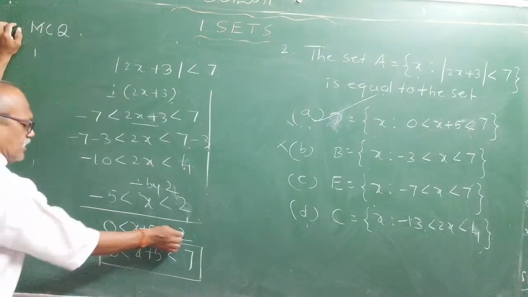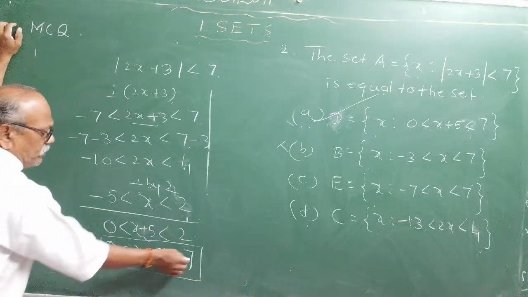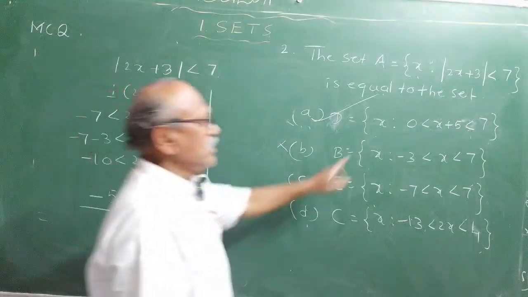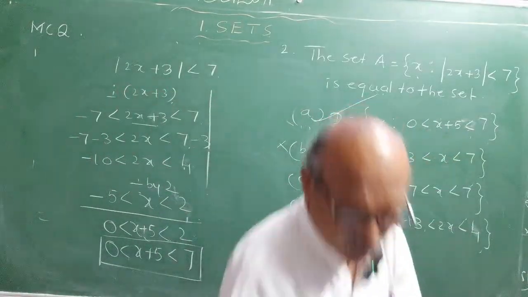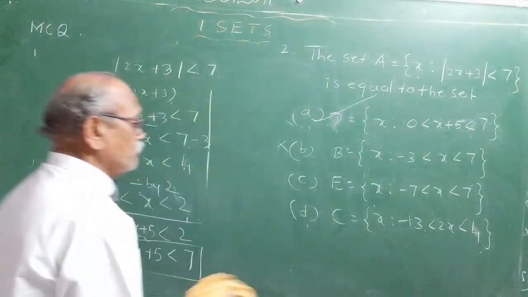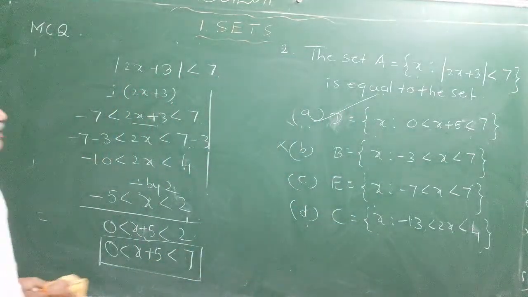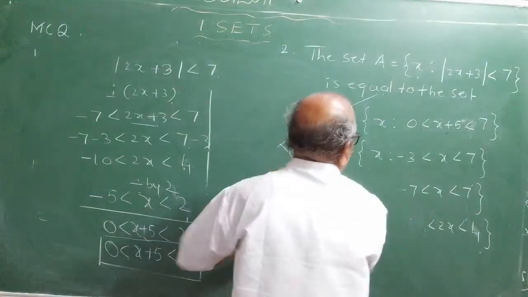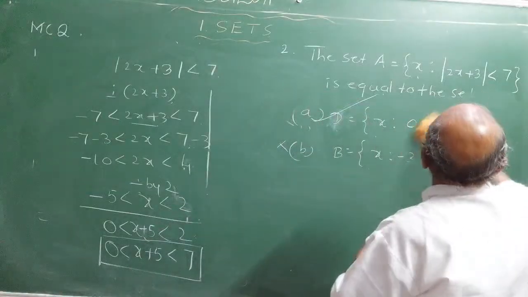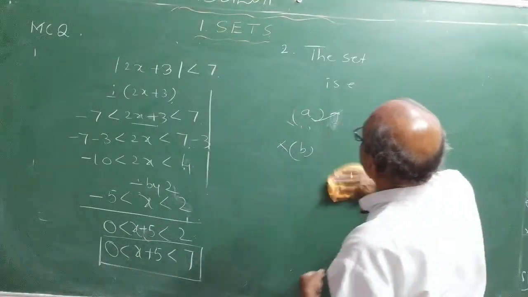When x plus 5 is less than 2, definitely x plus 5 will be less than 7. Therefore, the correct answer is 0 is less than x plus 5, x plus 5 is less than 7. Like this, tough questions may also appear in competitive exams based on equal sets. Clear to you? Any doubts in this?